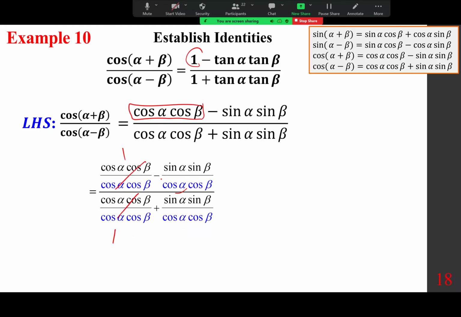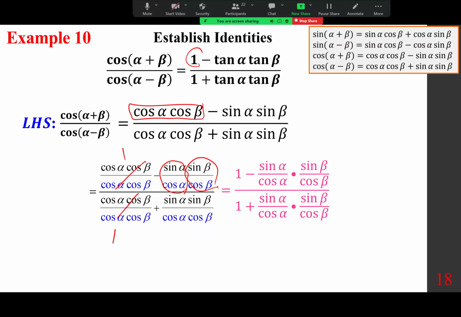And then you look at this one, you say sine alpha over cosine alpha. This one is sine beta over cosine beta. If we separate them in this manner, we can read that this is tangent alpha, tangent beta, same thing here. And we just proved this one.